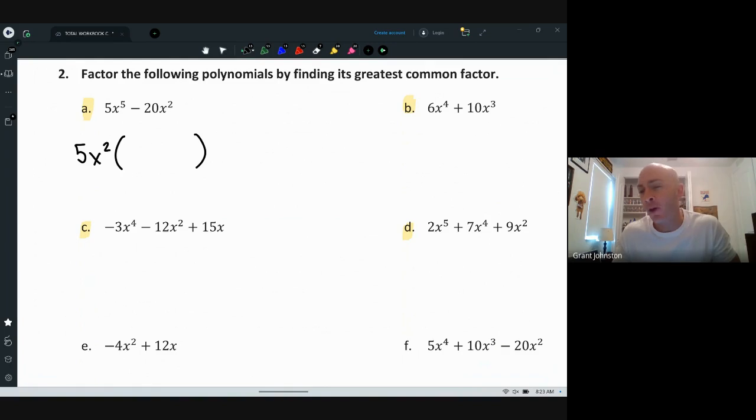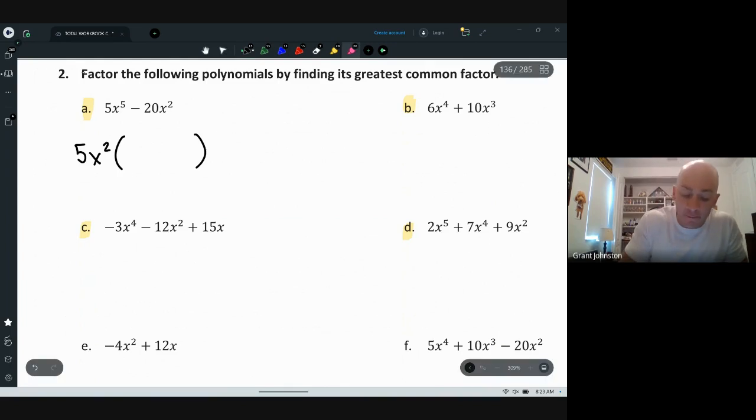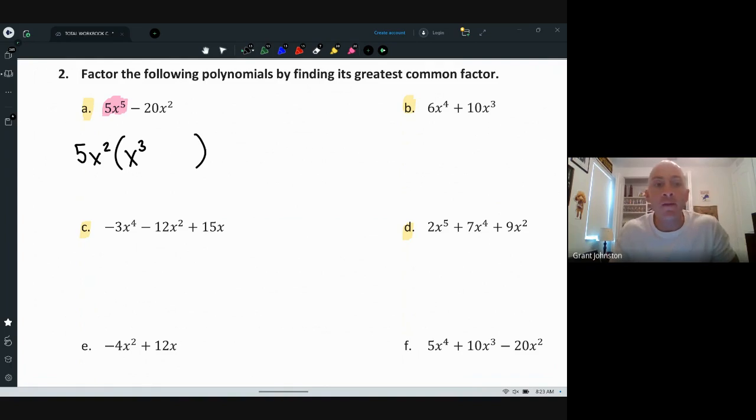So now it's kind of a little bit of a puzzle piece into what I put inside my parentheses. So if I need a 5x to the fifth, I know that this needs to be x to the third, because 5x to the second times x to the third would give me that 5x to the fifth.